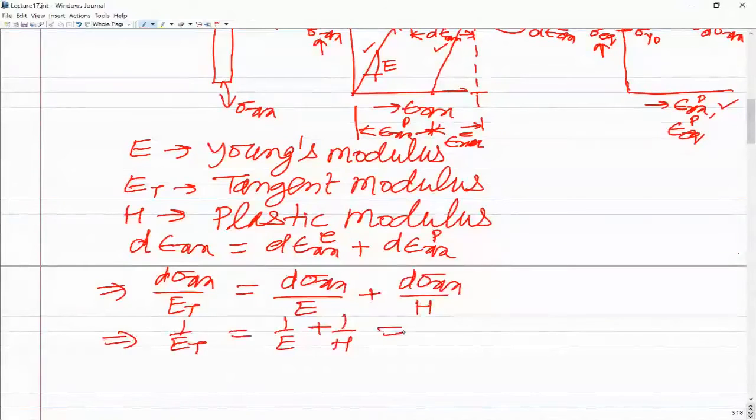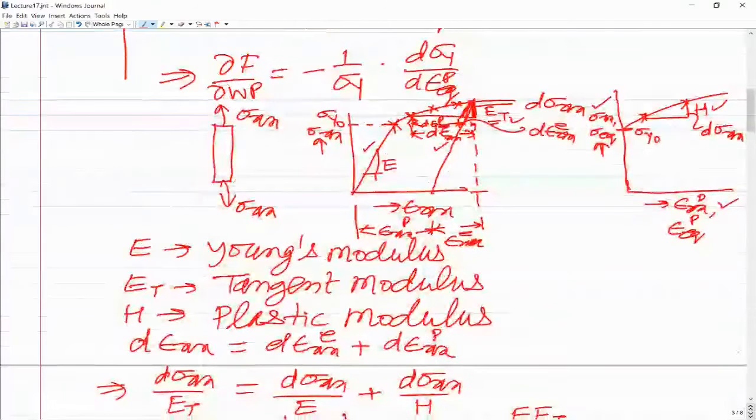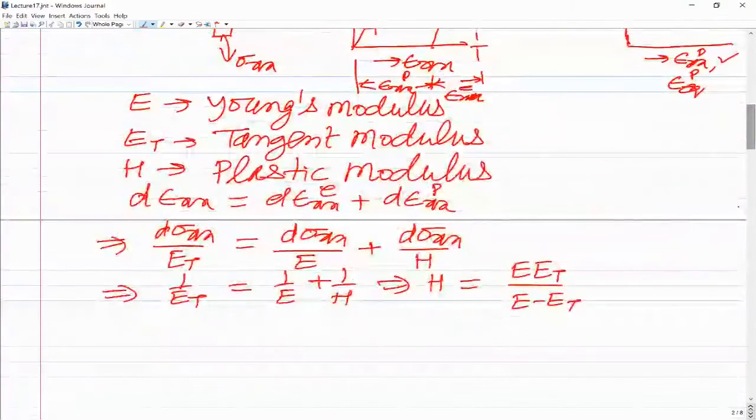From this, if you want to get the plastic modulus, H you can directly obtain. H is equal to, if you solve this equation, E into E t upon E minus E t. So when you do the uniaxial testing, you get the stress strain graph, and from the elastic part you will get the Young's modulus, and then at different points you can draw the tangent and find its slope, so you will get E t, and once you have E and E t you can get the plastic modulus H directly.